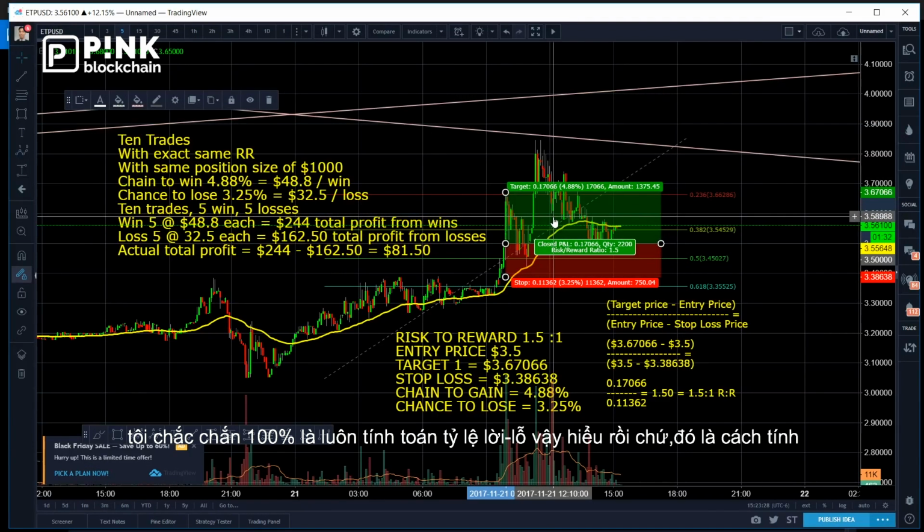I will trade over time, and I will make 100% sure that I always do my risk to reward calculations, and they have to be on point. So there you guys have it. That is how you do the calculations, right?